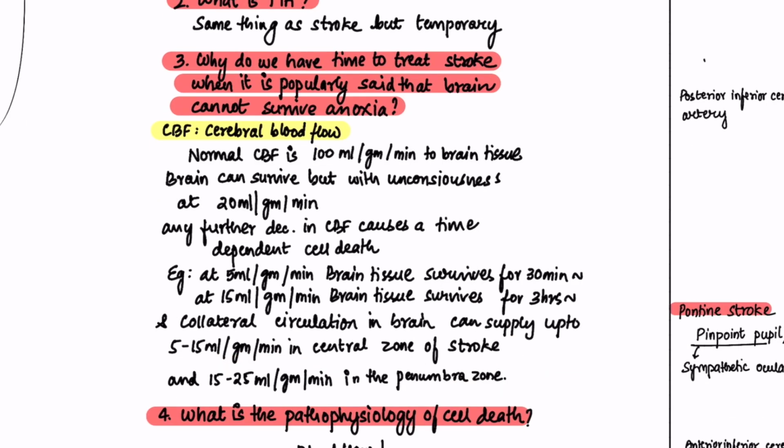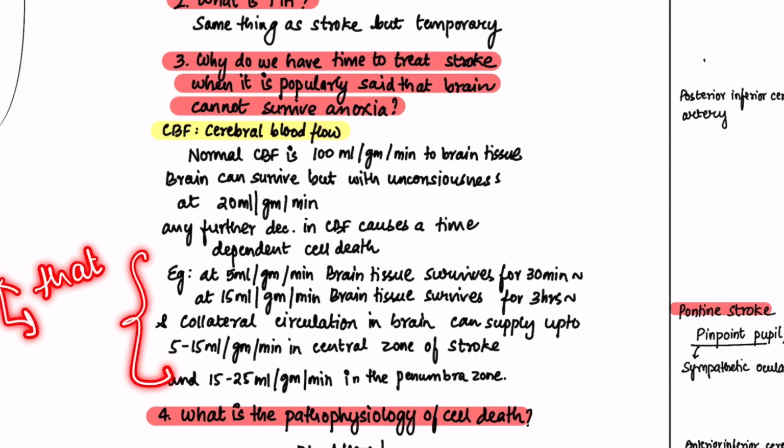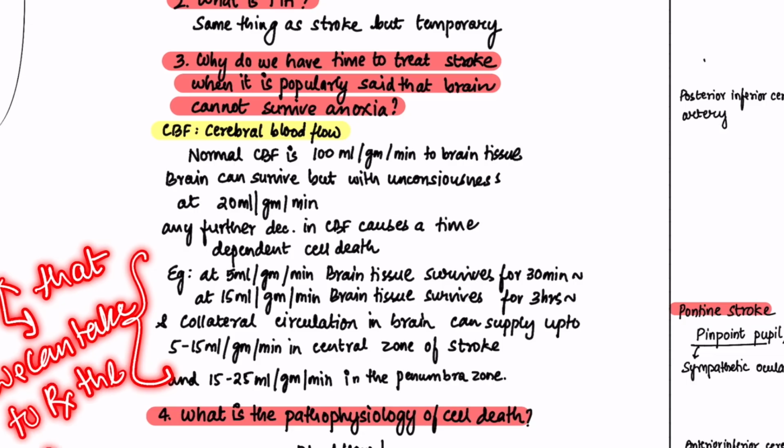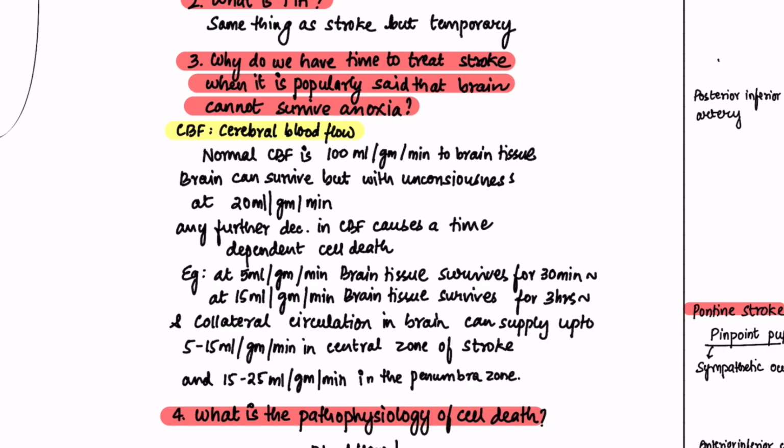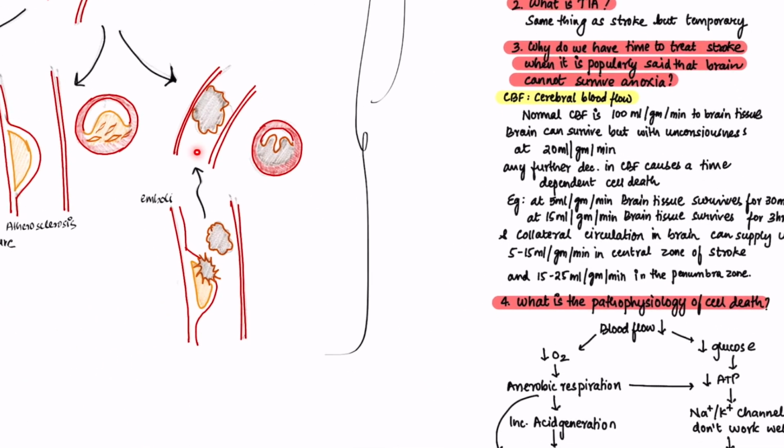And also the collateral circulation of the brain is in such a way that it can supply up to 5 to 15 ml per gram per minute in the central zone and 15 to 25 ml per gram per minute in the penumbral zone. And now this is what gives us the time that we can take to treat the patient, right? So this is what to keep in mind, that the blood vessels are never completely closed. There is always some sort of space, right?